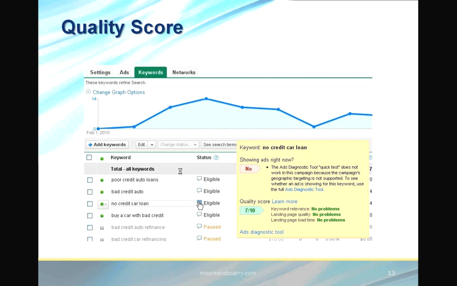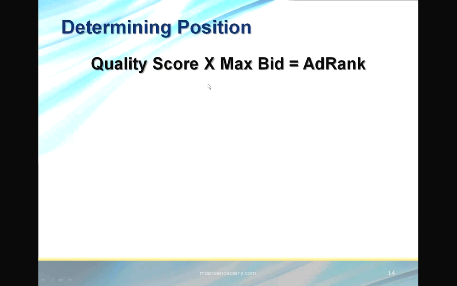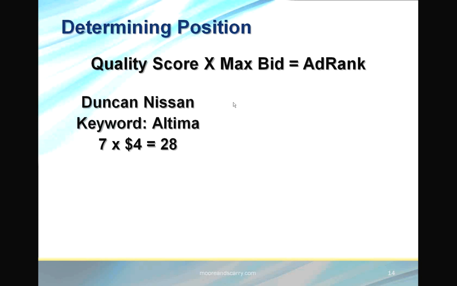I'm going to go through real quick here how that works and why it works. Your quality score times your maximum bid equals your ad rank. So again, if you had a quality score of 7, a bid of 2, that would give you an ad rank of 14. Let's give an example here. Back on the Duncan Nissan dealership. The keyword I'm targeting is Altima. I'm a Nissan dealership, so that's a pretty relevant term to target. I have a quality score of 7. I have a maximum bid of $4. That gives me an ad rank of 28.